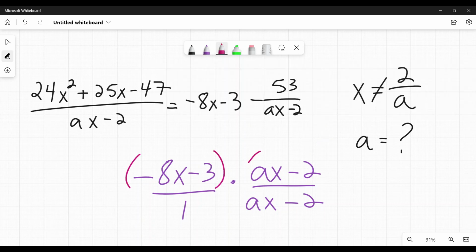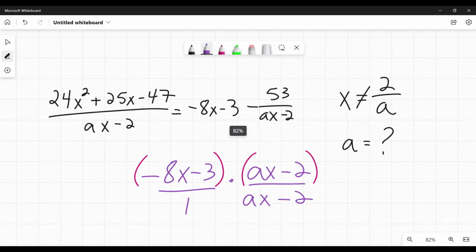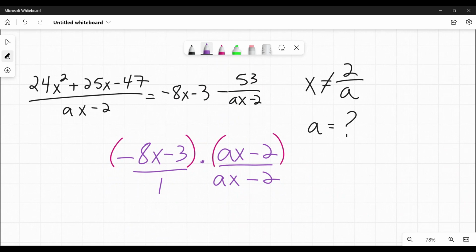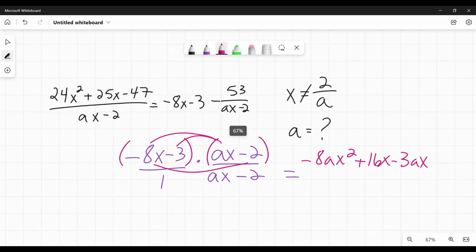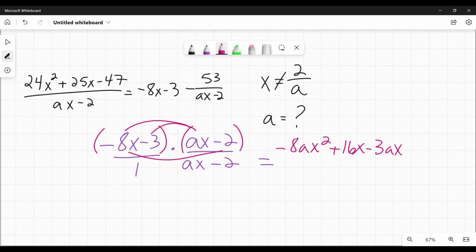So this is a FOIL, or multiplying binomials, scenario. If you need a refresher on how to multiply binomials, there is a separate video. Link is below. I'm not going to go into that in real depth right here. Okay, so first you have negative 8ax squared plus 16x minus 3ax, and I knew this was going to get really big really quickly. And last but certainly not least, we have negative 3 times negative 2 gives us a positive 6. All this is over ax minus 2. Well, how did that help? Oh, it helped.